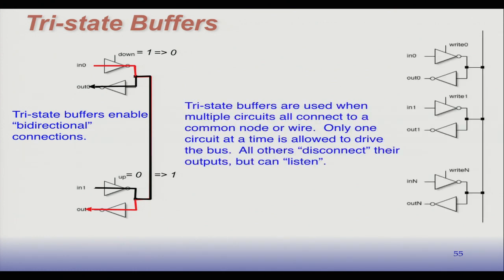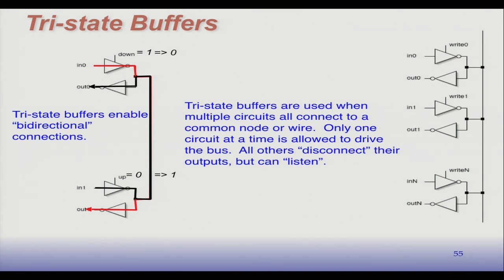Often they're used in this way when multiple circuits all connect to a common node or a wire. Right? So you see this kind of configuration where you have lots of connections to subcircuits, and all these subcircuits are connecting to one another at various points in time over the single wire here. So everybody can listen to the value on the wire, but only one of them can drive the signal on the wire.